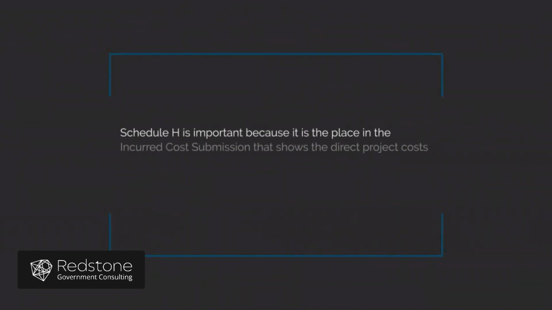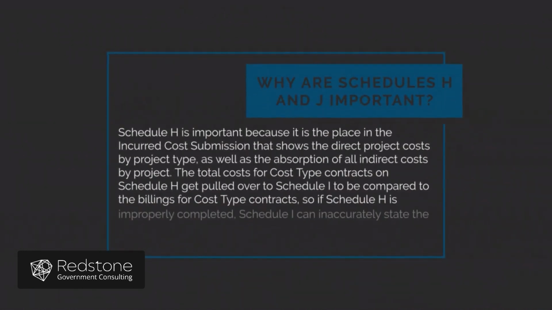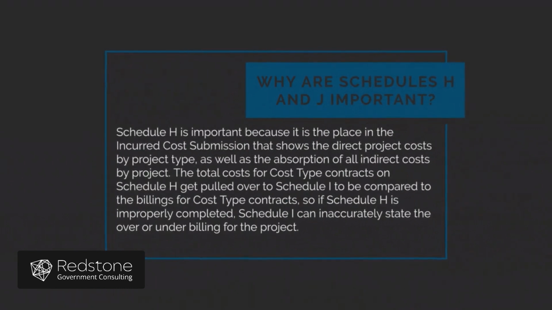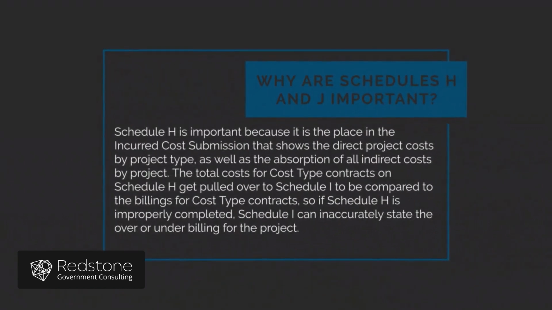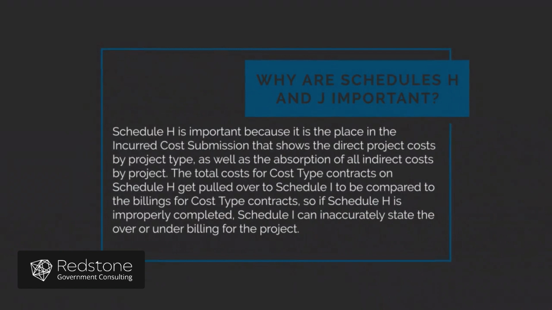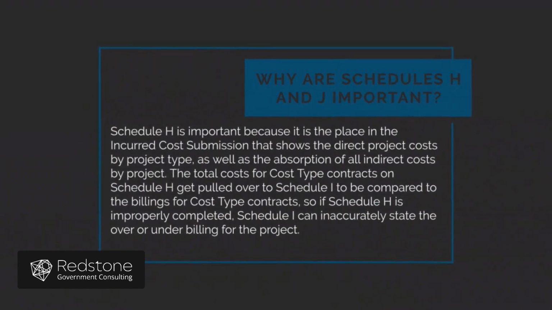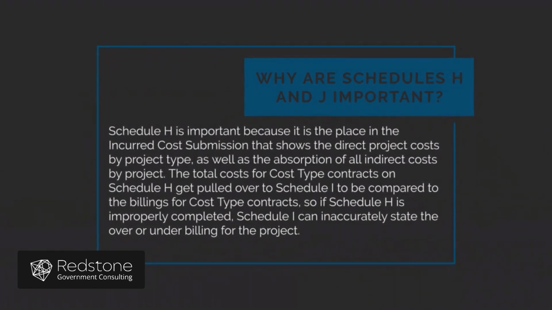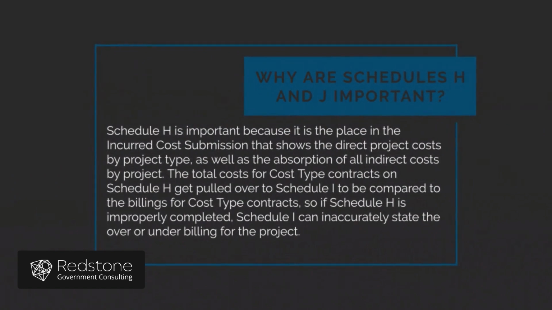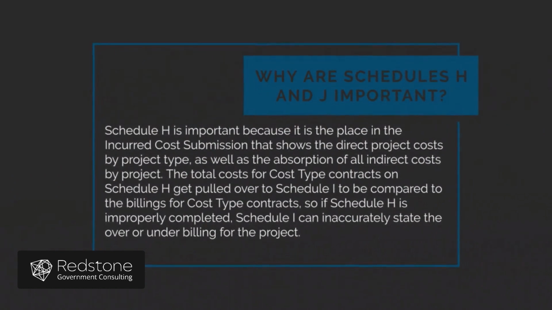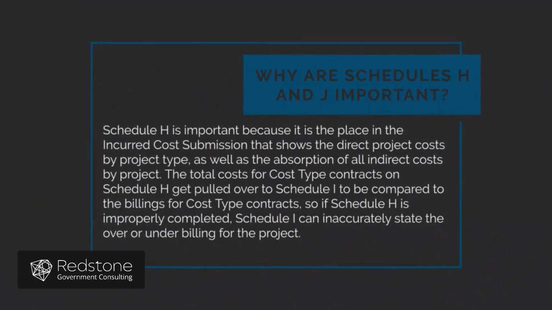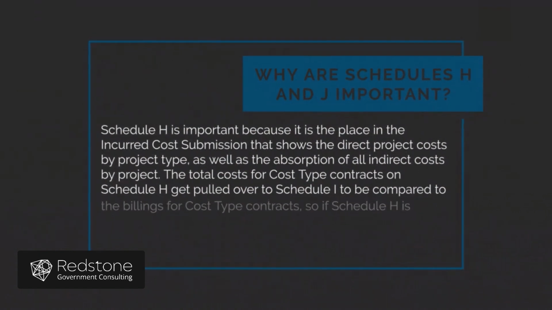Schedule H is important because it is the place in the incurred cost submission that shows the direct project cost by project type, as well as the absorption of all indirect costs by project. The total cost for cost type contracts on Schedule H get pulled over to Schedule I to be compared to the billings for cost type contracts. So if Schedule H is improperly completed, Schedule I can inaccurately state the over or under billing for the project.